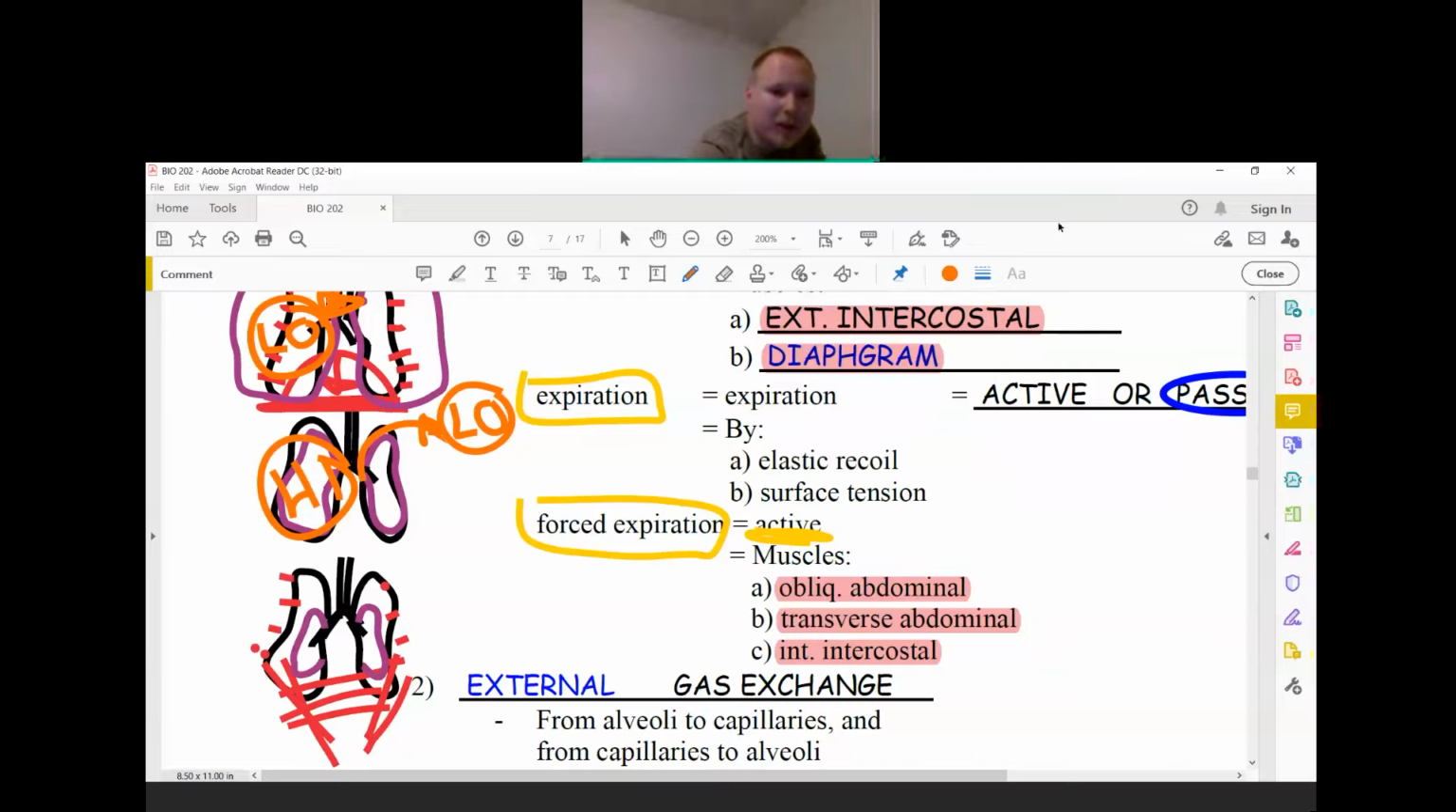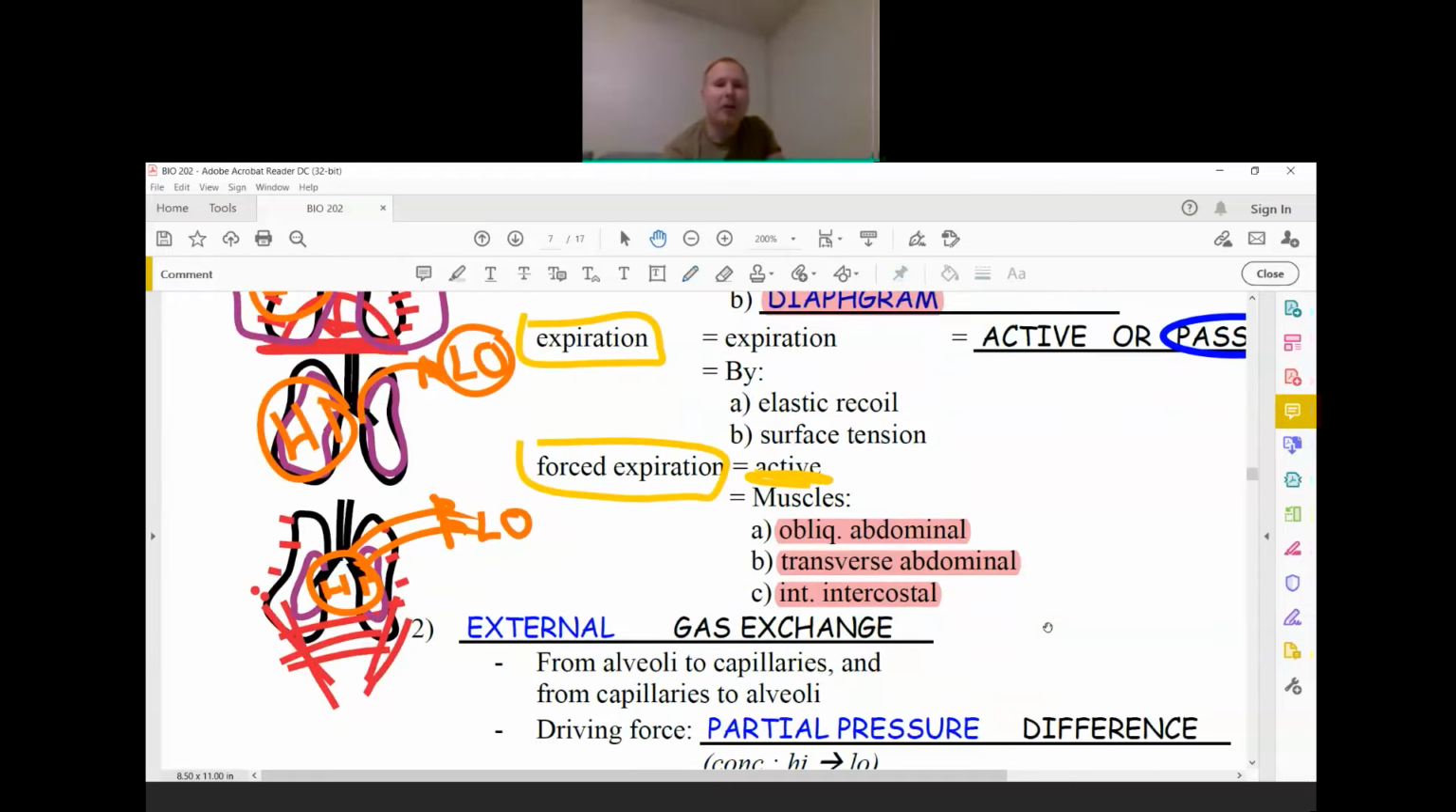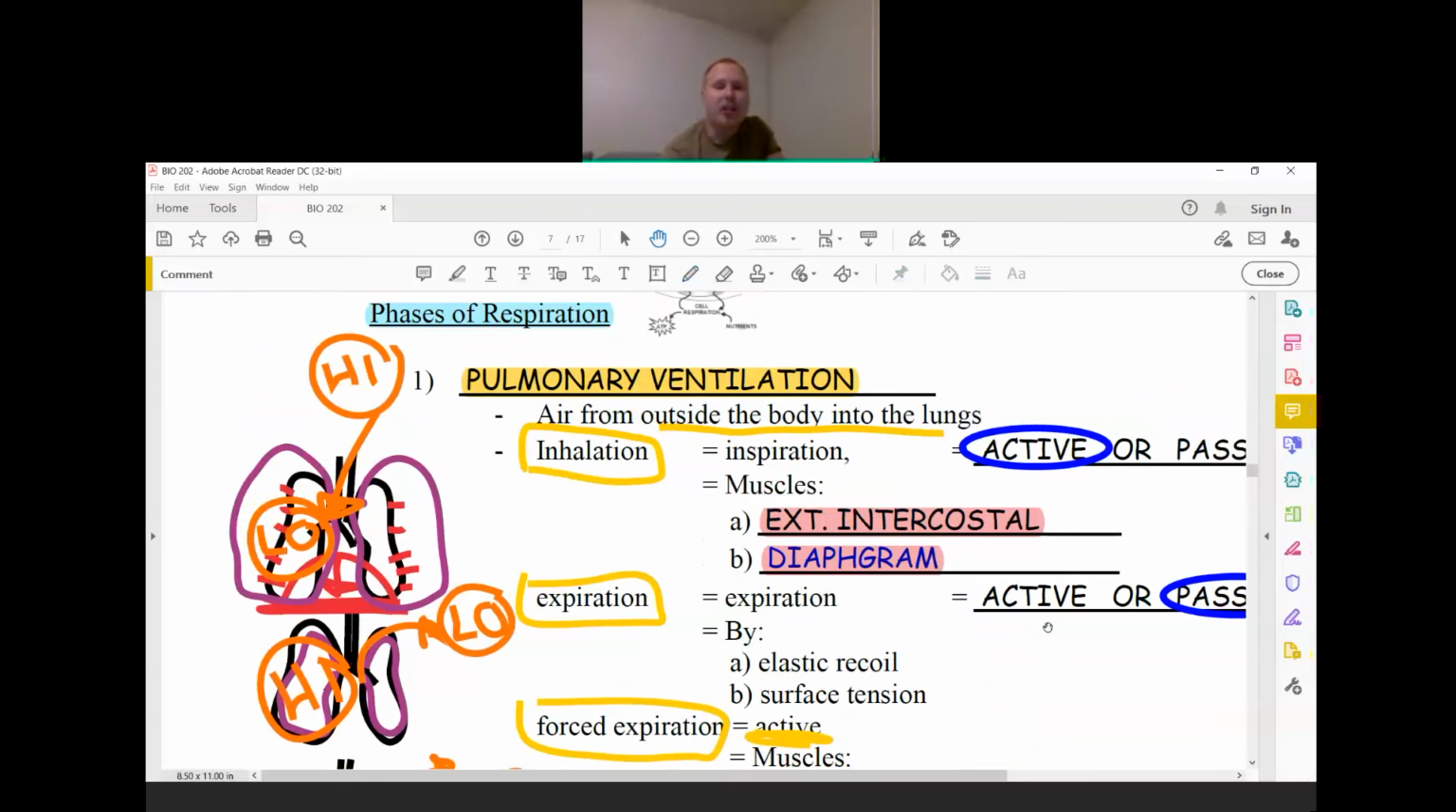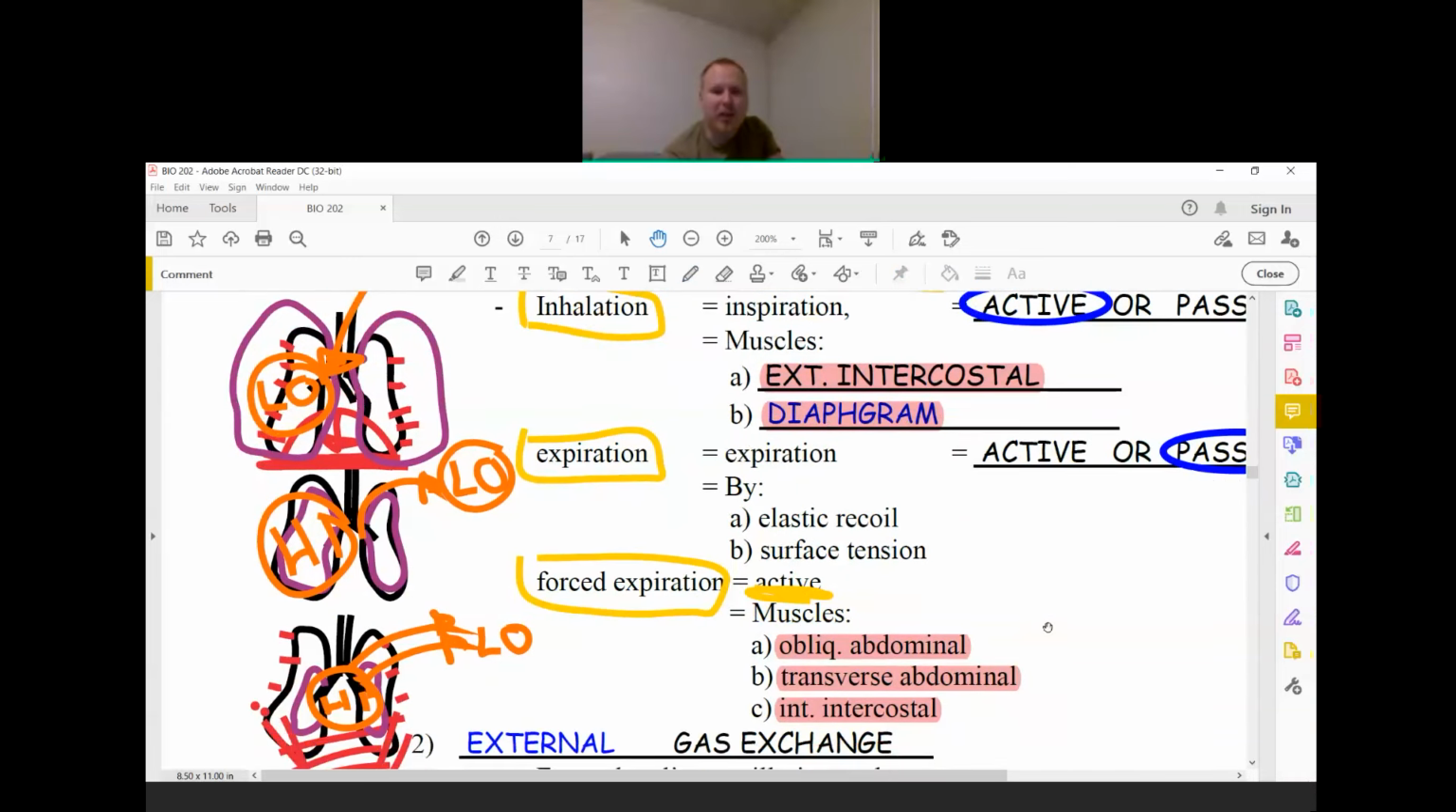There's going to be high pressure because the same amount of air is packed into a small place, low pressure outside, and air is going to flow out. But now even more forcefully because we have these muscles assisting. So that's our process of the inhalation, expiration, and forced expiration.